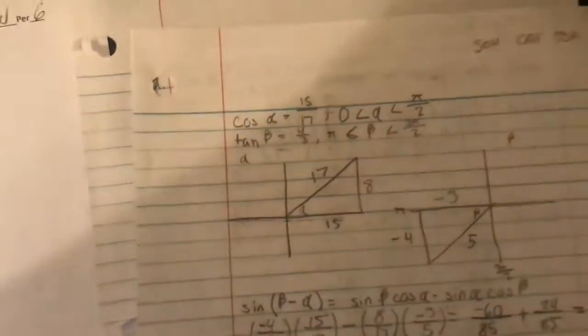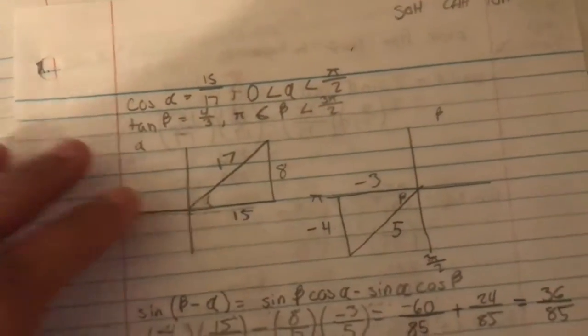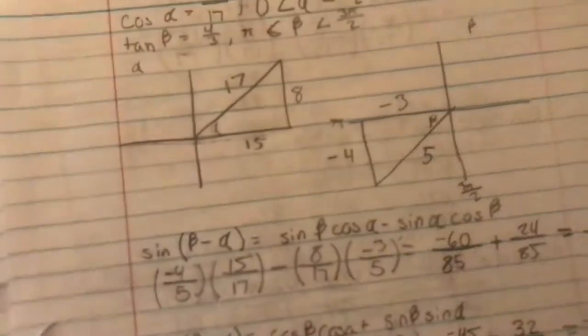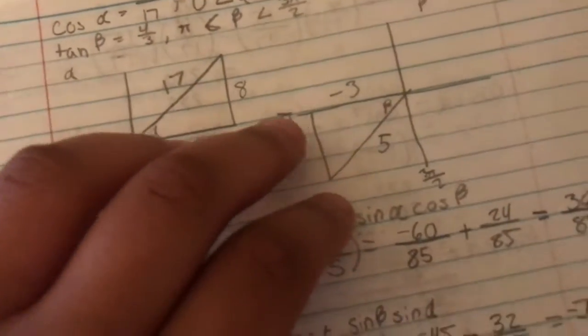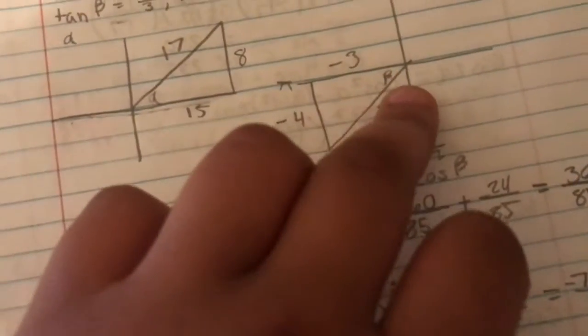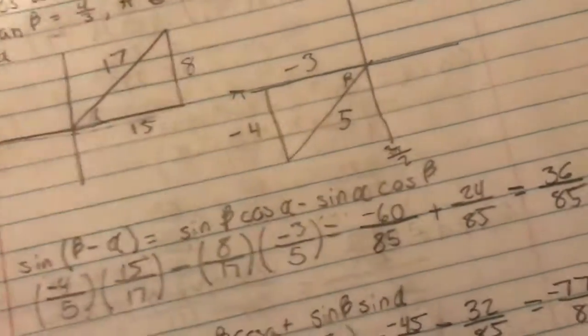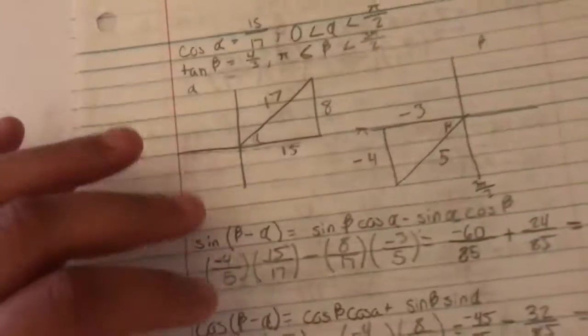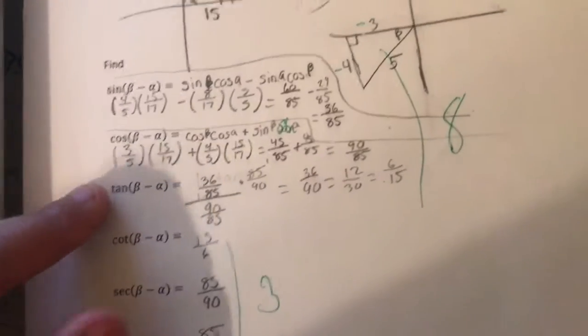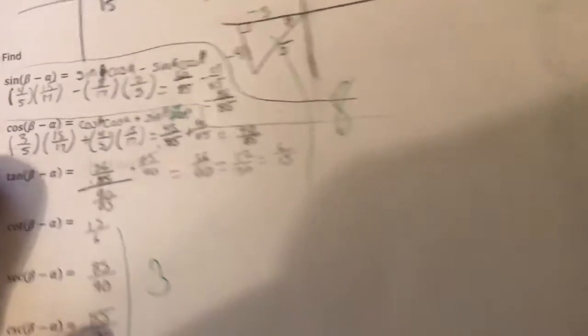So, I know how to do this because it tells me that alpha is between 0 and pi over 2, which means it's going to land in this region, which also makes sine and cosine positive. And then for beta, it lies between pi and 3 pi over 2, so it's going to be in the third quadrant. And sine and cosine are going to be negative in this quadrant. Okay, and then for these three equations, we use the sum and difference formulas.